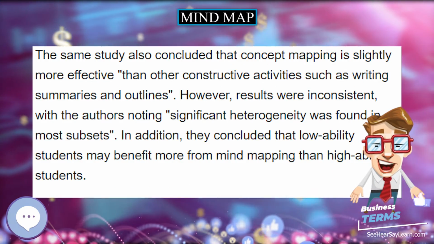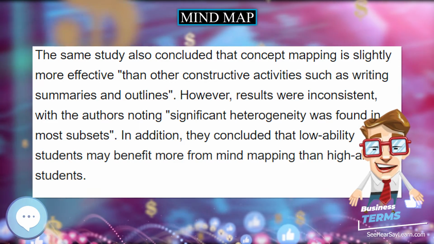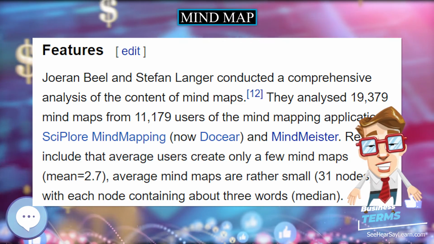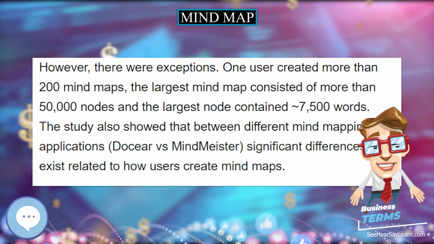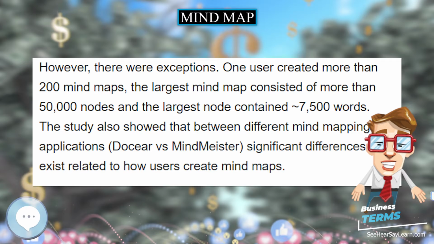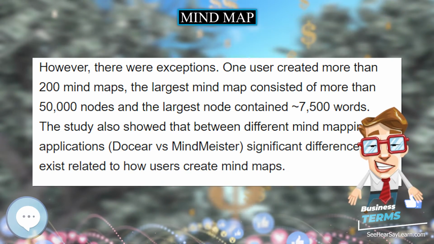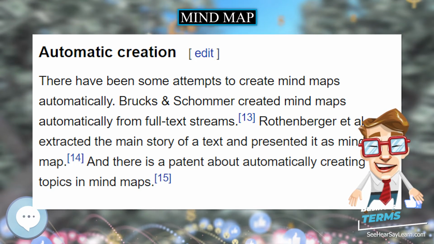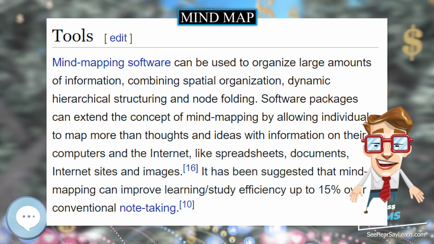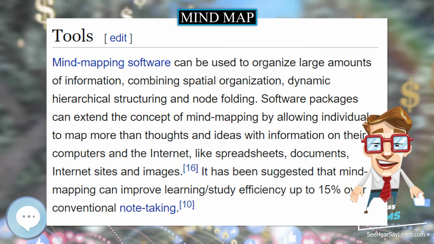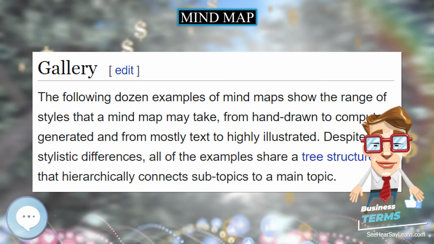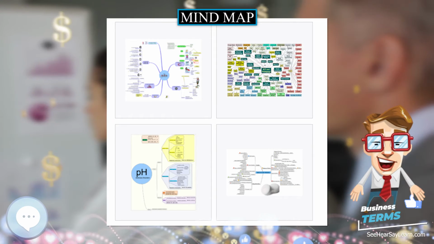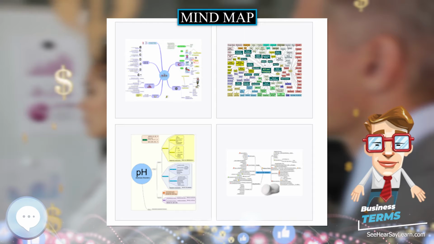A meta-study about concept mapping concluded that concept mapping is more effective than reading text passages, attending lectures, and participating in class discussions. The same study also concluded that concept mapping is slightly more effective than other constructive activities such as writing summaries and outlines. However, results were inconsistent, with the authors noting significant heterogeneity was found in most subsets. In addition, they concluded that low-ability students may benefit more from mind mapping than high-ability students.